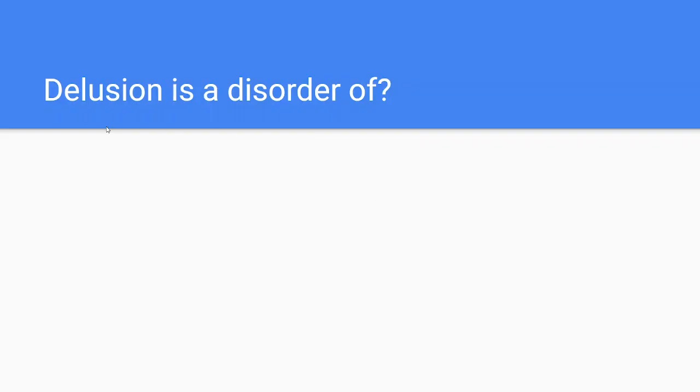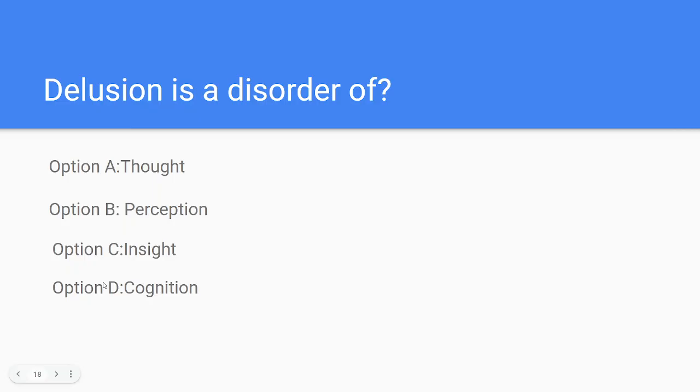Next one, delusion. What do you mean by delusion? Can anyone define this delusion? Option A, thought. Option B, perception. Option C, insight. Option D, cognition.